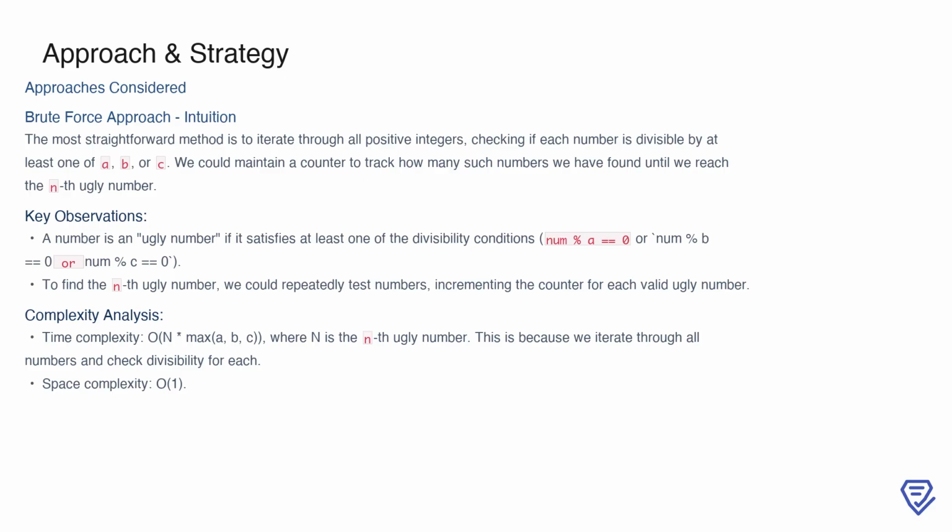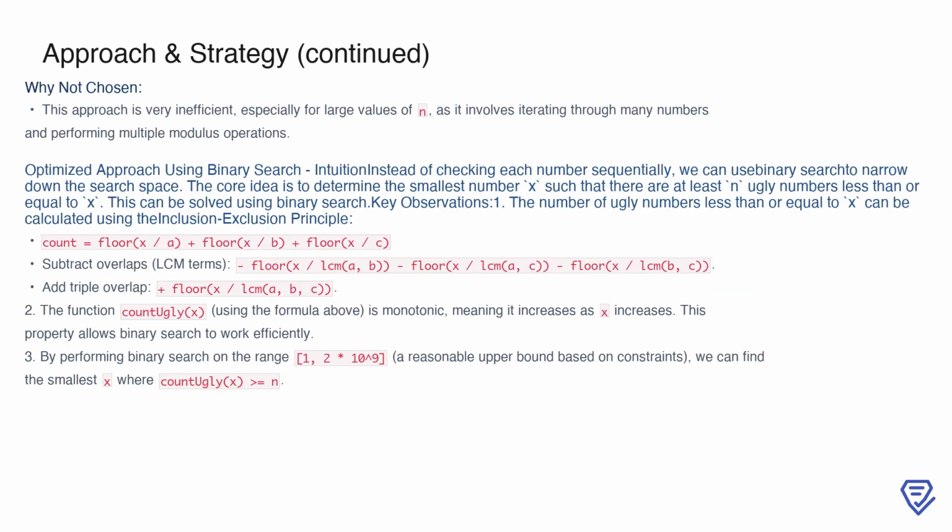However, while this approach is simple and straightforward, it is computationally expensive. The time complexity is proportional to O(n * max(a, b, c)), since we need to check divisibility for each number up to the nth ugly number. Given the constraints of the problem, this method quickly becomes inefficient for large values of n or large divisors. Additionally, the space complexity is minimal at O(1), as no extra data structures are required beyond some counters and variables for the iteration. The brute force approach, while simple, is not practical for larger inputs due to its inefficiency.